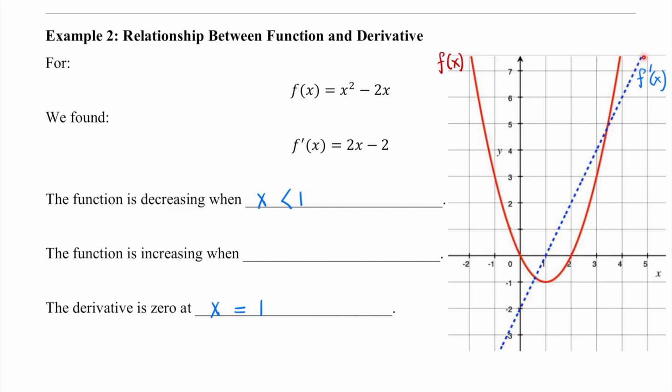Look at the blue line again. The blue line is above the x-axis when x is greater than 1, which means f prime is positive when x is greater than 1. A positive derivative means the slope is positive, and when the slope is positive, the function is increasing. So my function is increasing for all x values greater than 1. So the key idea is the derivative helps us understand how a function behaves, whether it's increasing, decreasing, or flat.